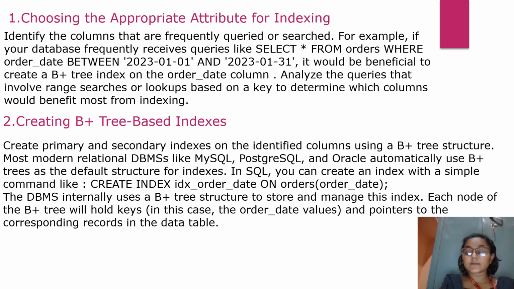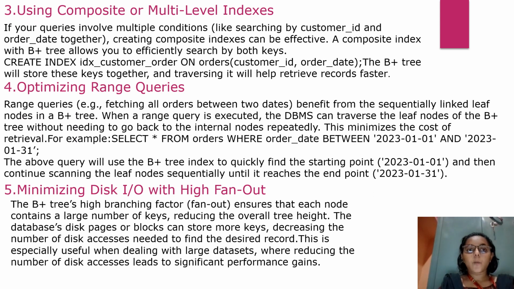Each node of the B plus tree will hold keys, in this case the order date values, and pointers to the corresponding records in the table. Each node in the B plus tree holds keys and pointers to the corresponding records in the data table. Next, using composite or multi-level indexes.